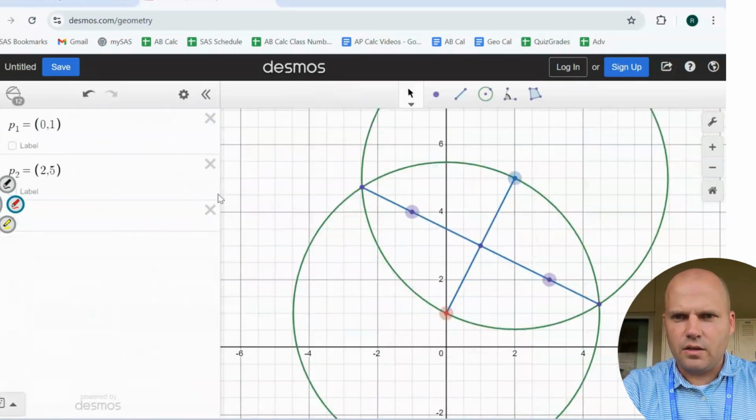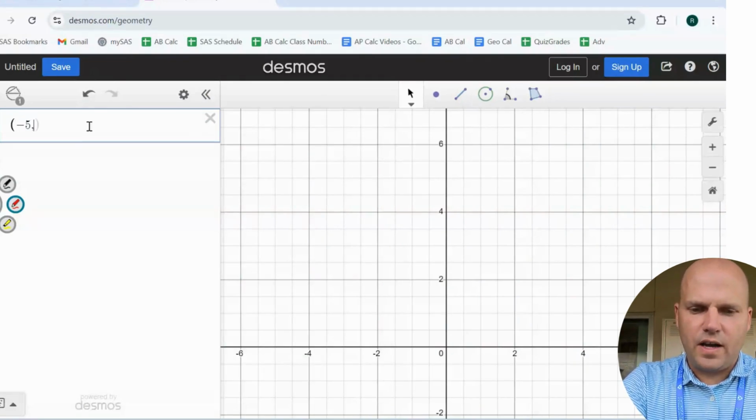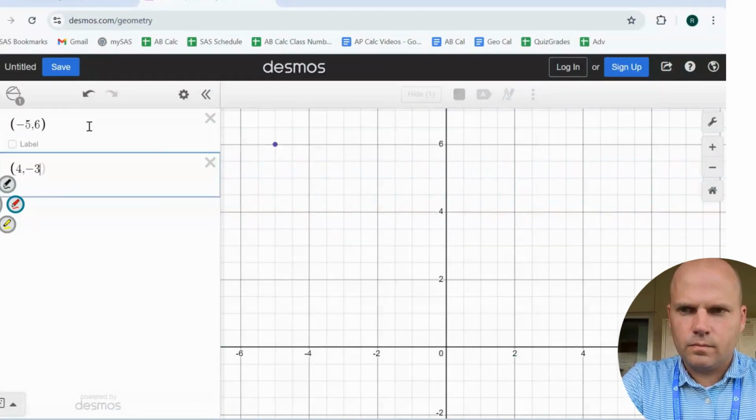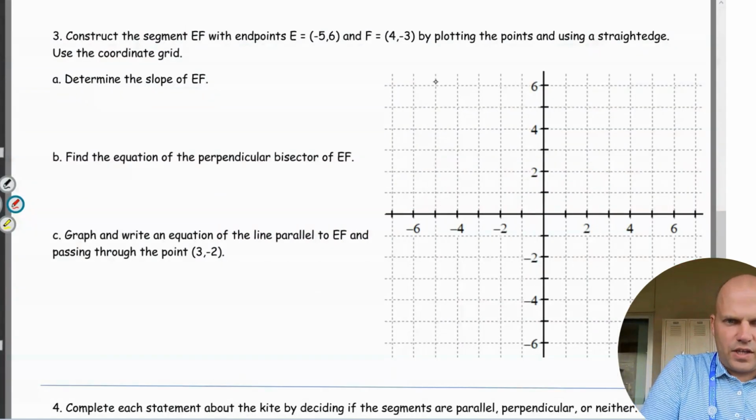We can kind of delete everything and say, let's get a new point, -5, 6, and 4, -3. Here, I'll graph it. -5, 6, 4, -3.